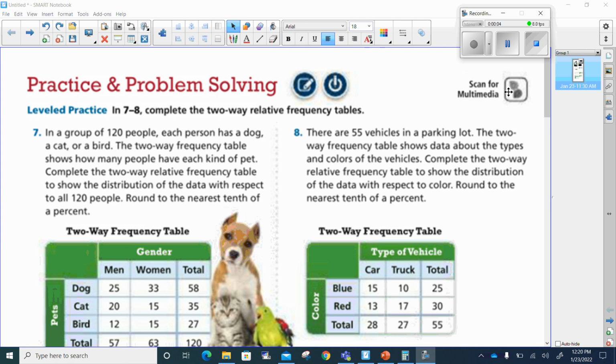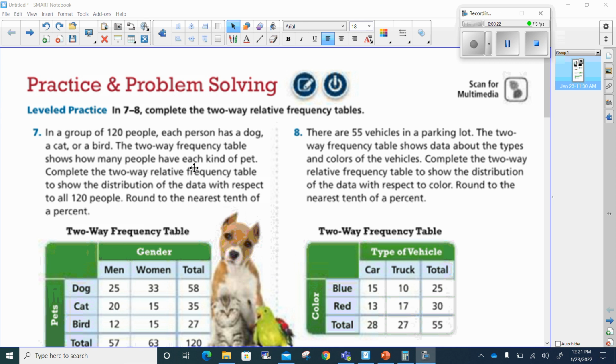Let's go ahead and work these two-way relative frequency tables. I got all the odd ones, it looks like. In a group of 120 people, each person has a dog, a cat, or a bird. The two-way frequency table shows how many people have each kind of pet.